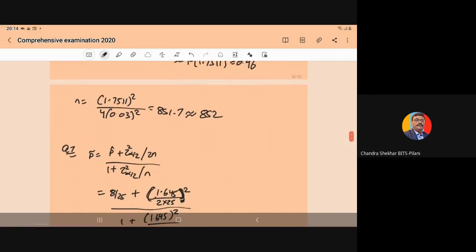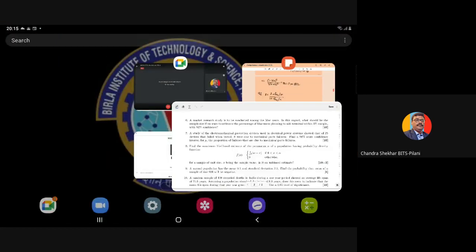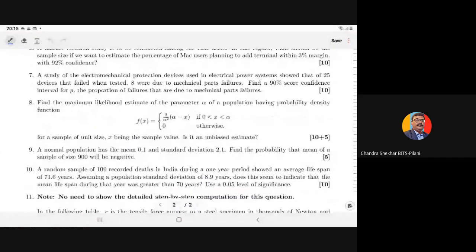Let us move to the next question. Question number 7. A study of the electromechanical projection device used in electrical power system showed that of 25 devices that failed when tested, 8 were due to mechanical parts failure. Find the 90% score confidence interval of p, the proportion of failures that are due to mechanical parts failure.